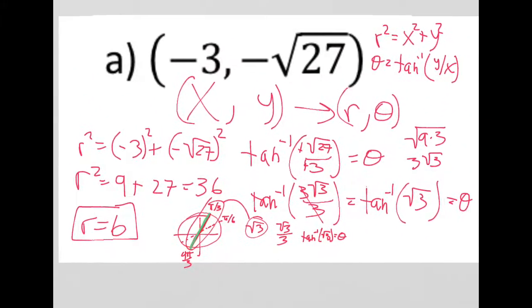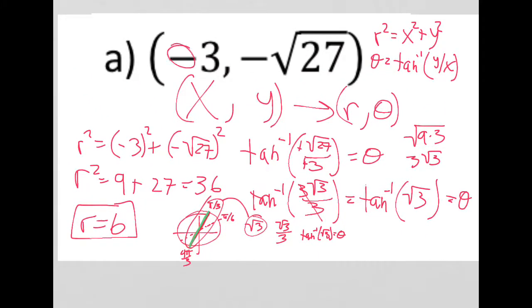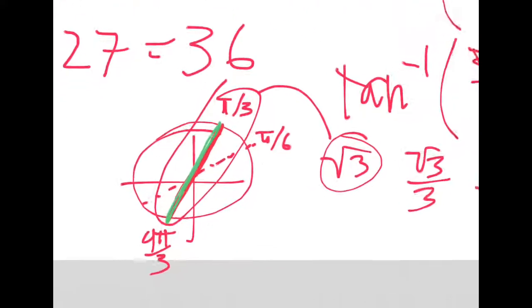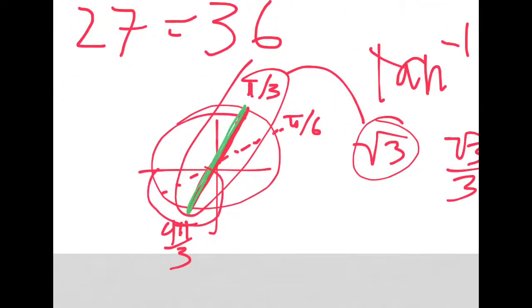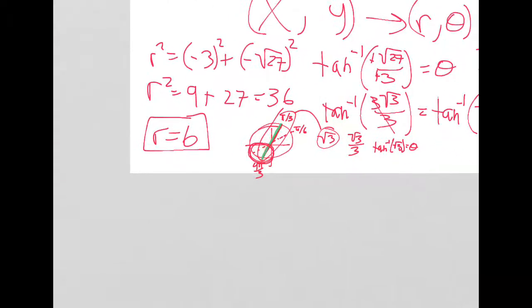Well, we need to look back at the original point. Notice that in the original point, x is negative and y is negative, which means I am down here in the third quadrant, which means my angle has to be 4 pi over 3. So if I put that all together, I get my polar point: radius of 6, angle of 4 pi over 3.